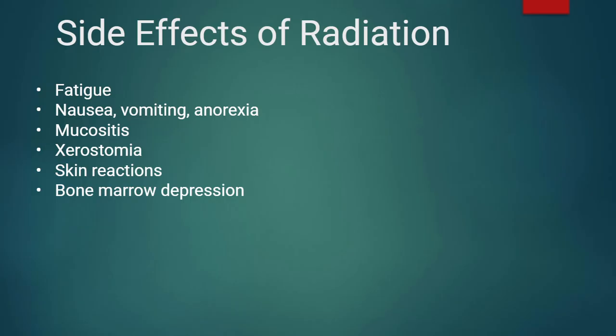Mucositis may occur, which means inflammation and soreness of the lining of the mouth and throat. Xerostomia is another common effect, especially when treating head or neck cancers. This means dry mouth caused by damage to the salivary glands. Patients also often develop skin reactions, redness, itching, or peeling in the area being treated. Nurses should think of this almost like a sunburn caused by radiation. Finally, just like chemotherapy, radiation can cause bone marrow depression if large areas of bone are exposed. This puts patients at risk for infection, bleeding, and anemia.